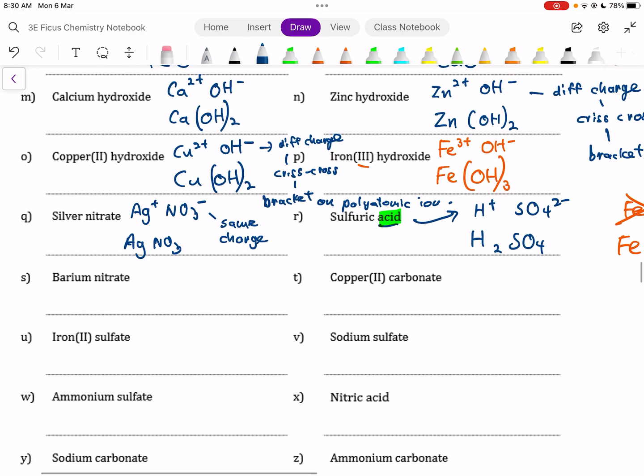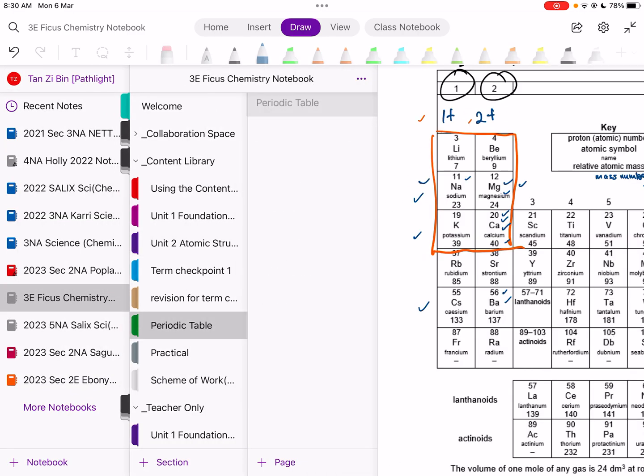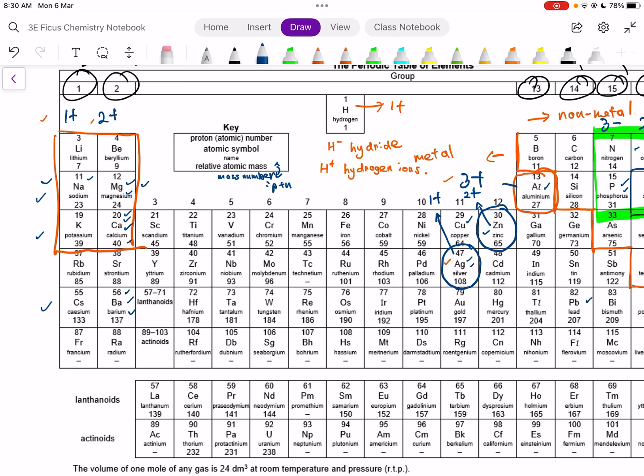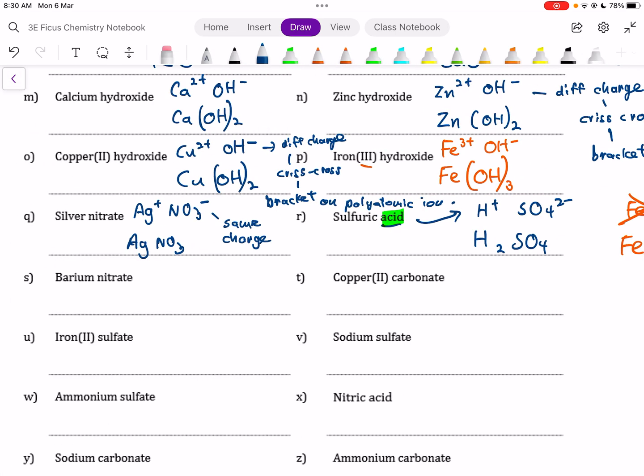Then moving on, I have barium nitrate. Barium, I think we have also seen quite a number of times under group 2 today. So this one you have Ba2+, NO3-. So this will be Ba bracket NO3 2. Maybe I should explain first that it has different charge, so I need to do crisscross. But what I normally do is write a Ba, then a NO3, then I put 2 down here, followed by the brackets.